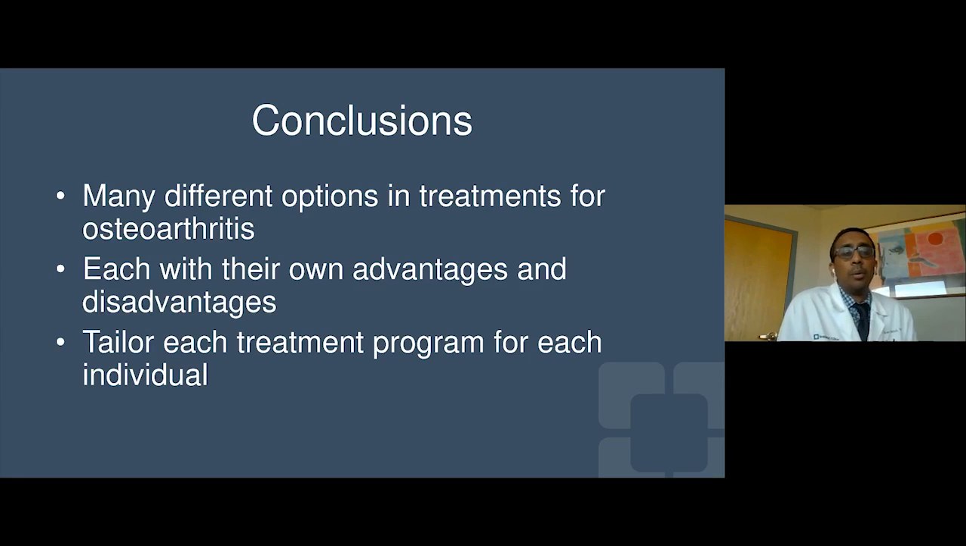So we'll wrap up here a little bit. Conclusion. There are many different options and treatments for osteoarthritis, each with their own advantages and disadvantages. And we always tailor each treatment program for each individual. And that involves things outside of medications too, like I alluded to earlier, some physical therapy, a brace, a cane or walker, that sort of thing, on top of these. So we take all that into account when we're talking about the whole body, as a whole person, going forward with that.